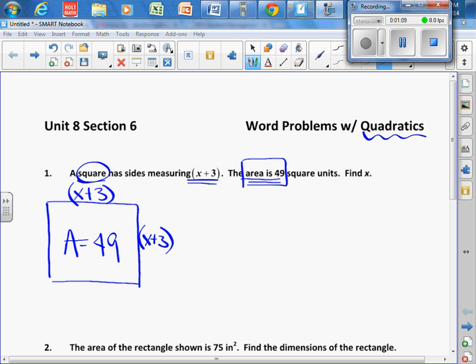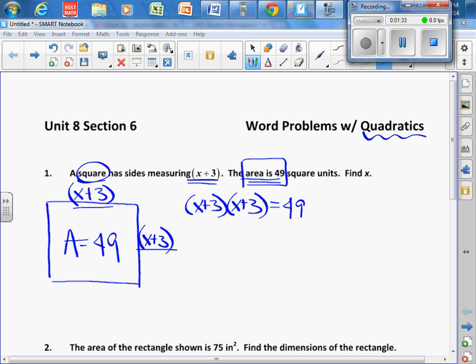Well, how do you find the area of a square? Isn't it length times width, or side squared, whatever? You're going to take this times this. So we've got x plus 3 times x plus 3 would be equal to 49. And now we have to solve this.